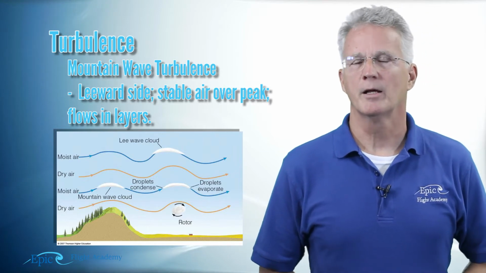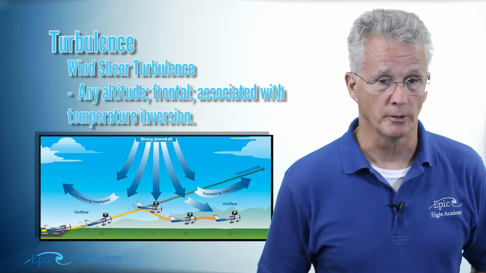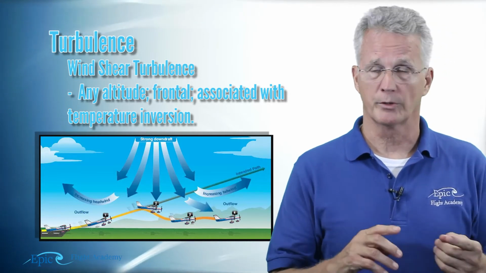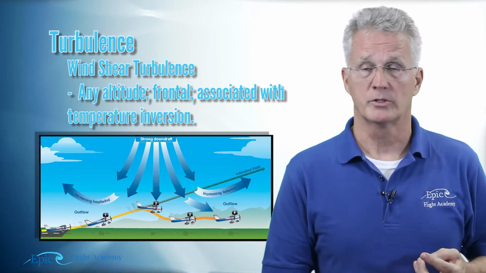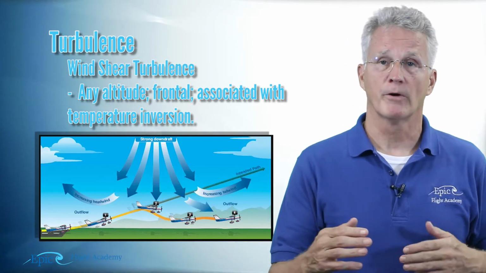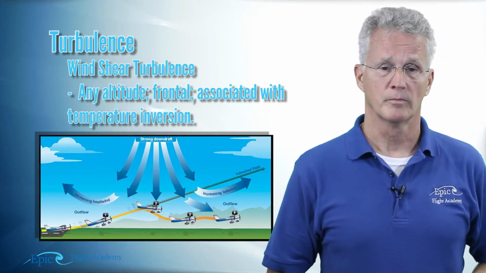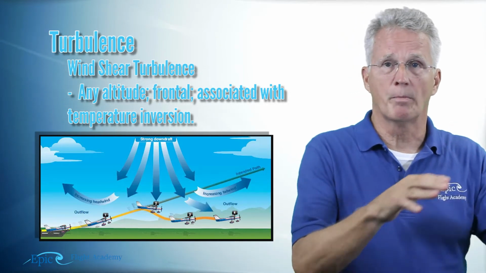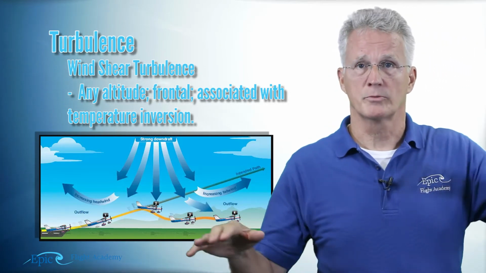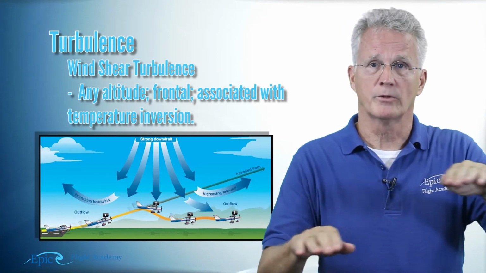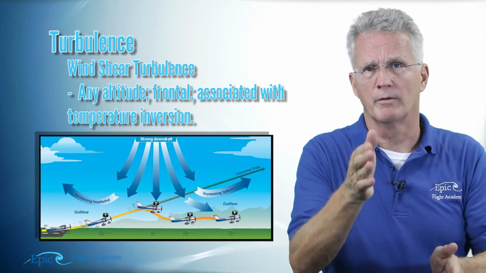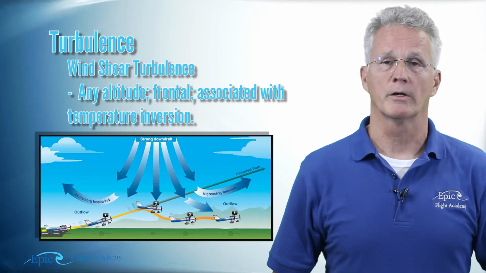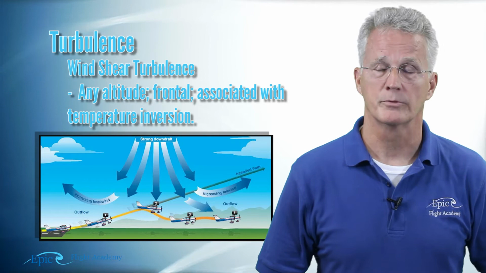And then the next type of turbulence is called wind shear. Now, this can happen at any altitude. It could be associated with the front, or it could be just associated with an inversion in temperature. And wind shear is just air moving past each other. Some air is moving horizontally in different directions, or vertically in different directions, and as we fly through that shear in our aircraft, we experience turbulence.